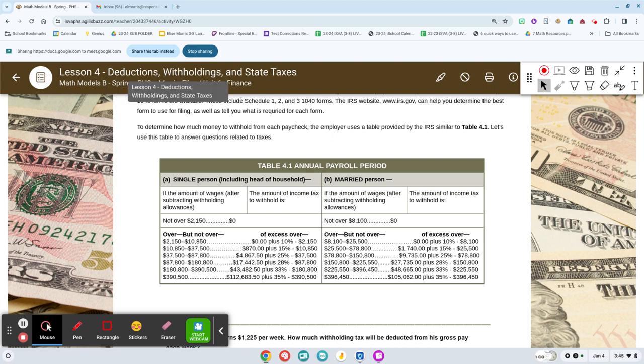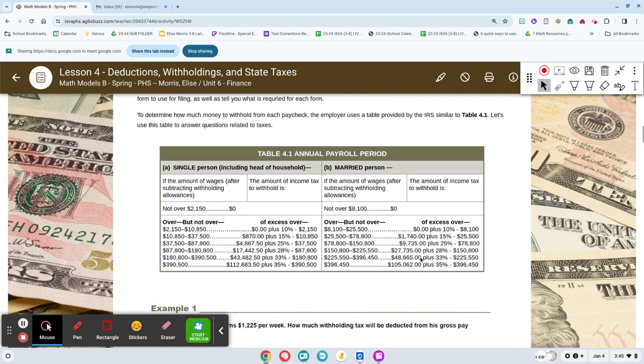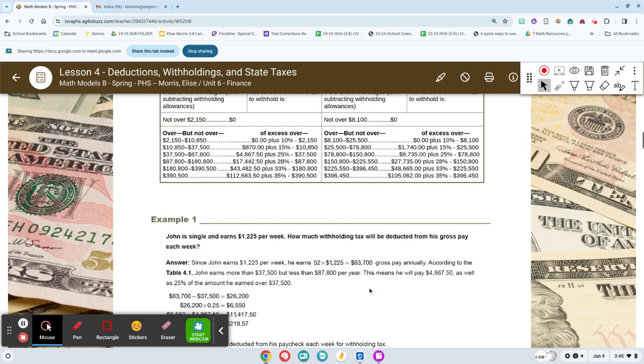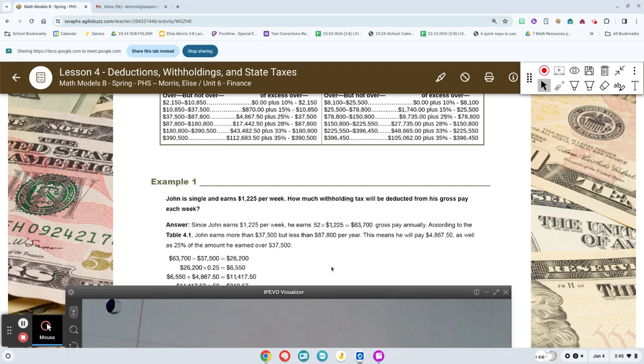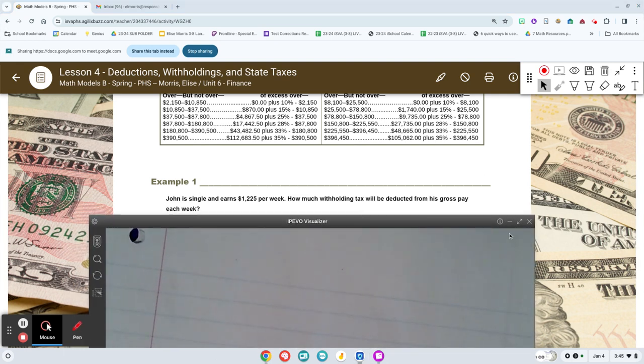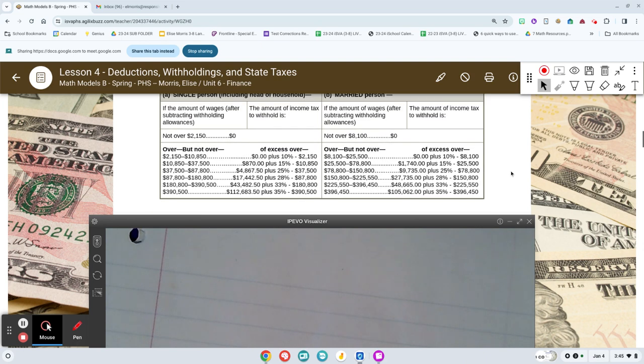The important part for this lesson is this table. This is how we are going to calculate the taxes that are owed. They call it withholding. It's what's withheld from your paycheck. So let's look at example 1. I'm going to cover up the answer and we're going to look at this table.